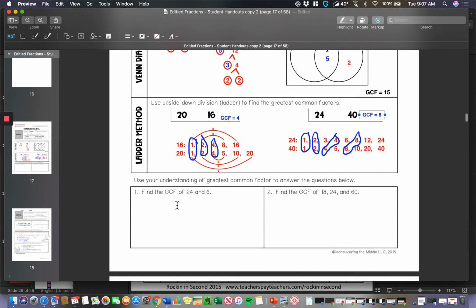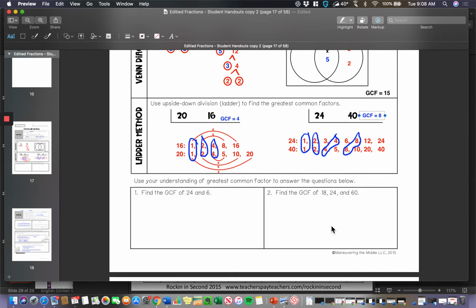On the bottom, you're going to find the greatest common factor of 24 and 6. And then for number 2, you're going to find the greatest common factor of 18, 24, and 60. And I would say that for number 2, the method I just showed you is probably the best. So make a list, circle your numbers that are in common, and identify or find the greatest number they have in common, or your greatest common factor.